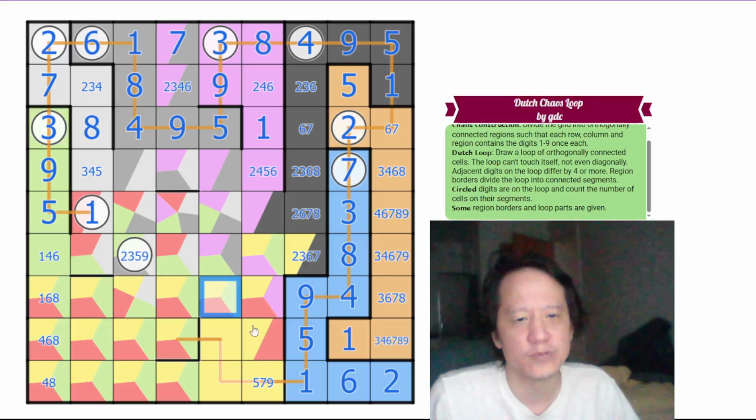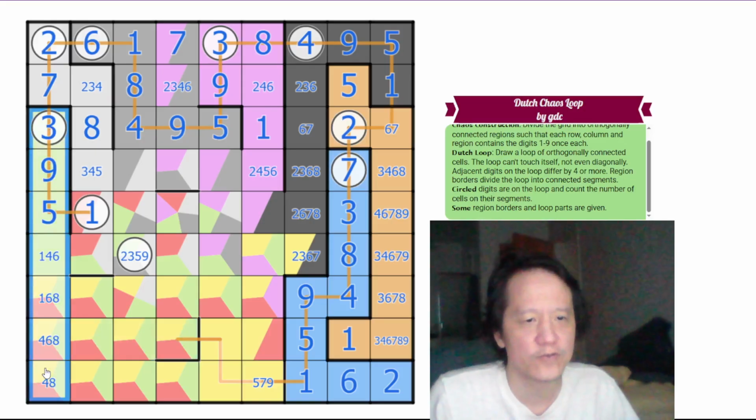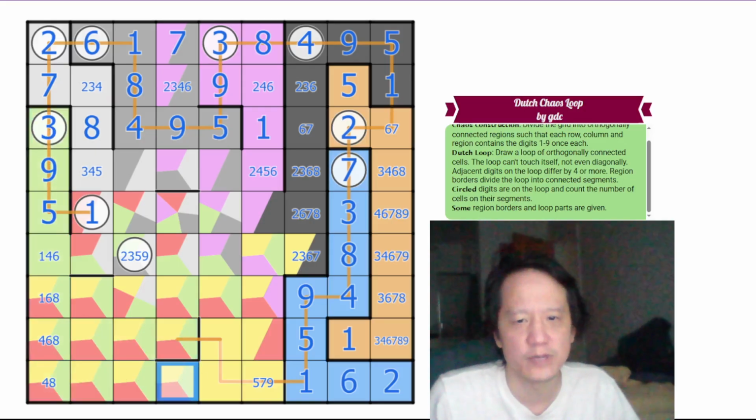So green can get up to here. 1, 2, 3, 4, 5, 6, 7, 8, 9. Technically that works. Oh, no, 1, 2, 3, 4, 5, 6, 7, 8, 9. So this can't be green here.